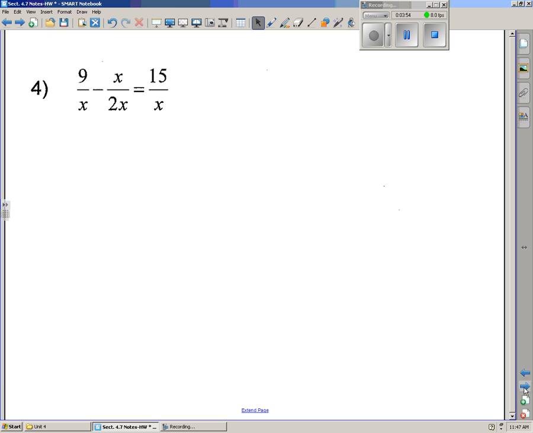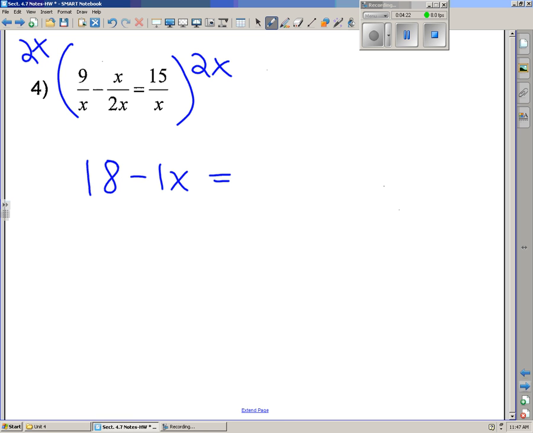Last problem. On the last problem, you've got an LCD that's going to be 2x. They all already have an x, but they don't all have a 2. That's why your LCD is 2x. And we're going to do math again. 2x divided by x is 2 times 9 is 18. Minus 2x divided by 2x is 1 times x is 1x. Equal to 2x divided by x is 2 times 15 is 30.